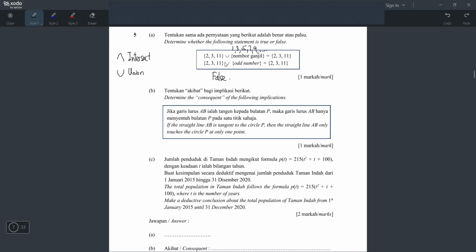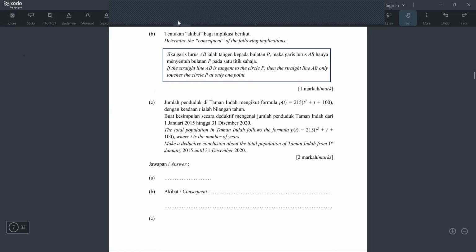Actually, yeah, this is not correct, because union means ambil semua nilai dalam set pertama and semua nilai dalam set kedua. Tapi dalam set kedua ada 1, 3, 5, 7, 9, ada banyak. Okay, so bila ambil semua, when you combine these two set, it will not be 2, 3, 11. So definitely this is a false statement. So we just write false, then we get 1 mark.